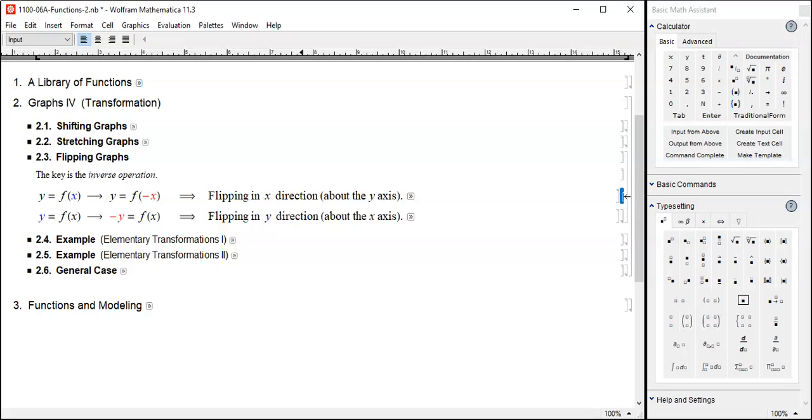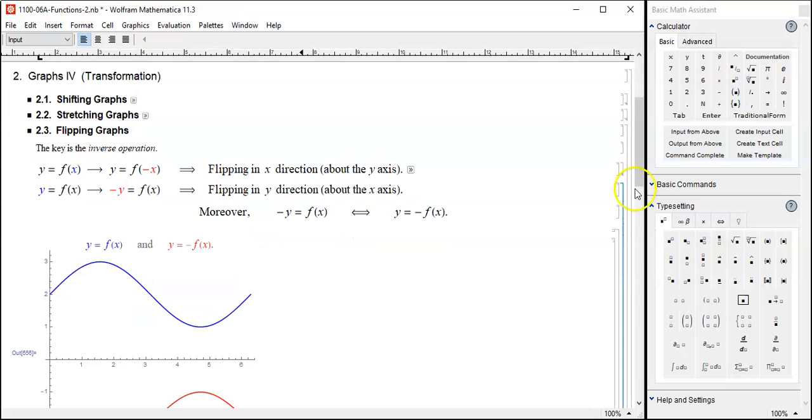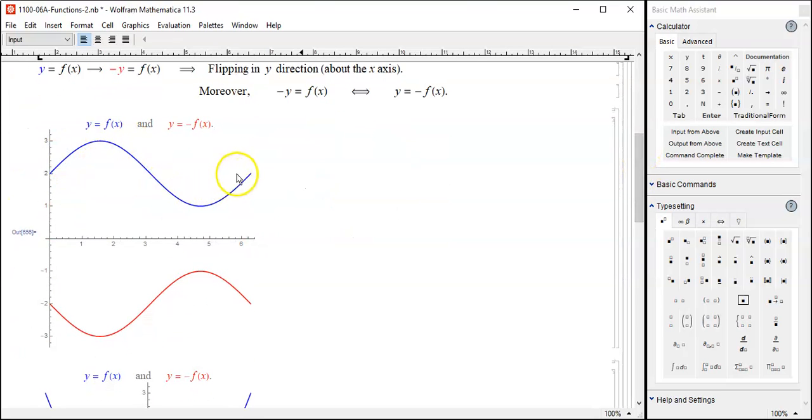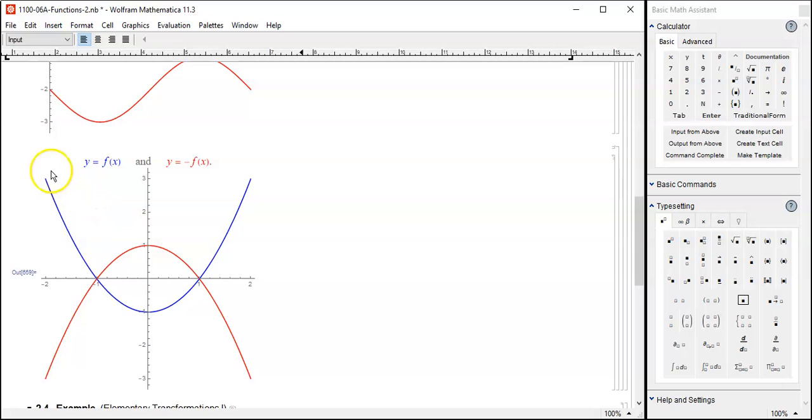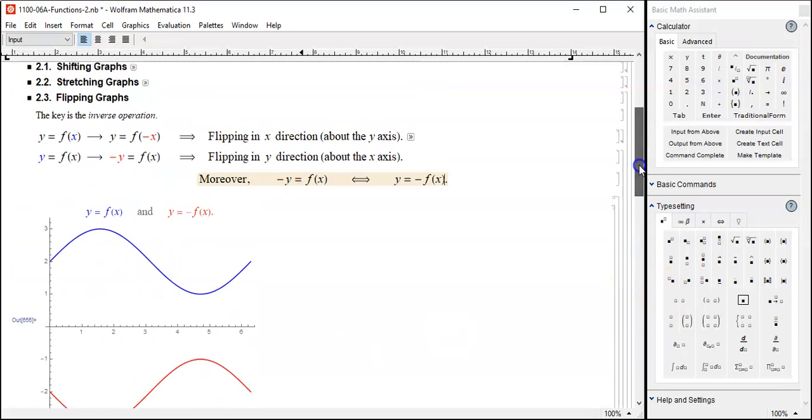Now likewise, what if you flip in the y direction? Well, here we go. Y equals f of x, originally is blue, and flip it by the x-axis. So flipping vertically, thus changing the y coordinate, replace y by negative y. So y by negative y, and then flip this negative to the other side, we have y equals negative f of x. That's what you're looking at. So this is the original, and that's after flipping. Here's another graph, the original, and the red graph is after flipping. So putting these negatives, those are relatively easier.